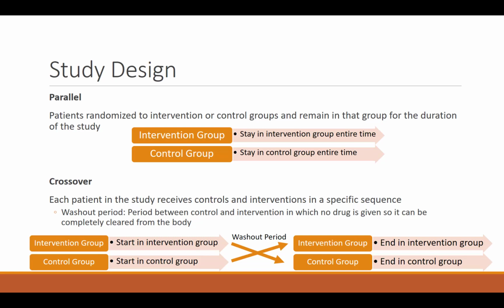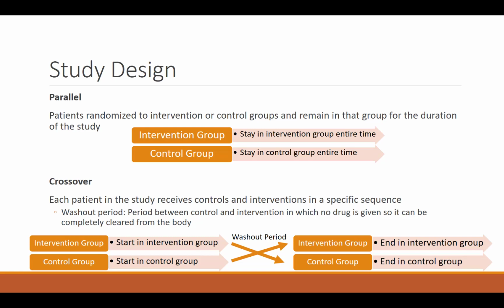So if you start in the intervention group, you'll take the intervention for a couple of weeks or however long the protocol specifies. Then you'll stop the intervention. You'll wait throughout a period called a washout period in which the medication leaves your body. And then for the latter half of the study, you'll switch over into the control group. In a crossover, you can serve as your own control because you've had both the control and the intervention. Same goes for the opposite way. If you start in the control group, you'll wash out and then you'll end up in the intervention arm.